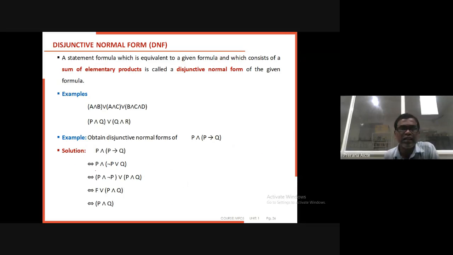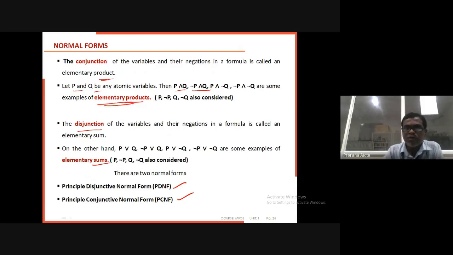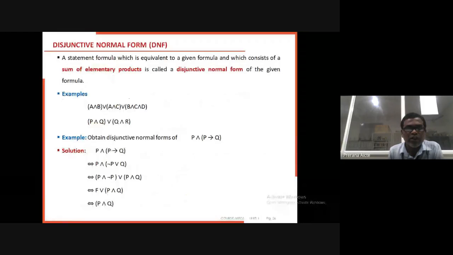Based on this, I can have two normal forms, PDNF and PCNF. Before discussing that, just see here the disjunctive normal form. What is the disjunctive normal form? A statement formula which is equivalent to the given formula and which consists of a sum of elementary products is called a DNF. We already discussed elementary products. So, a sum of elementary products: we combine elementary products by using this ∨. Then I can say that is going to be the disjunctive normal form.